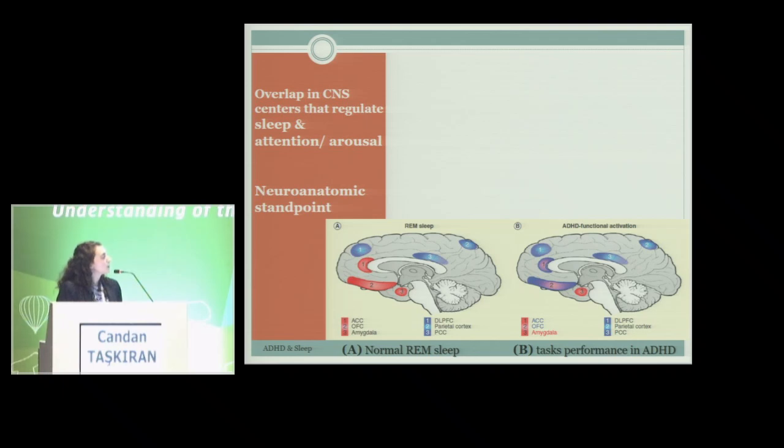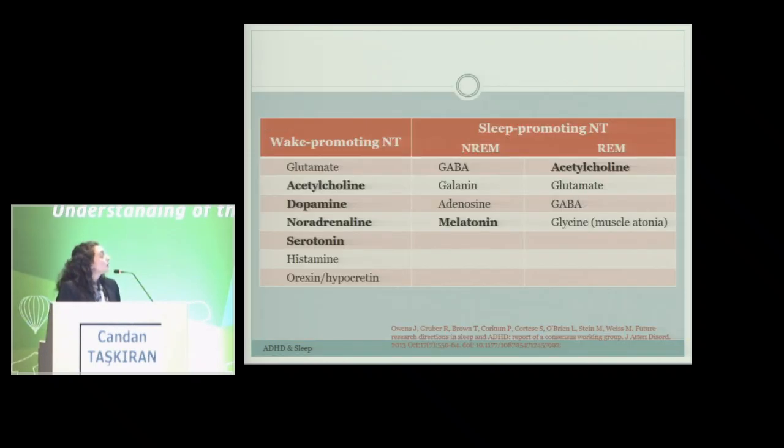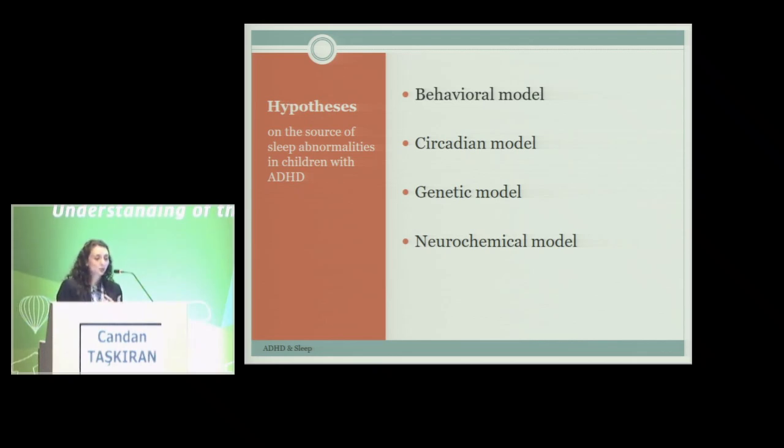In the ADHD kids, there are some parts which are activated during the tasks, and there are many overlapping points with the normal REM sleep and the task performance. REM neurotransmitters have been mentioned in the previous 3 studies, but the bold ones in these presentations are showing us the ADHD related neurotransmitters.